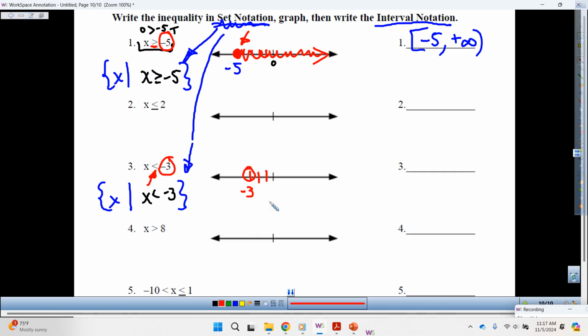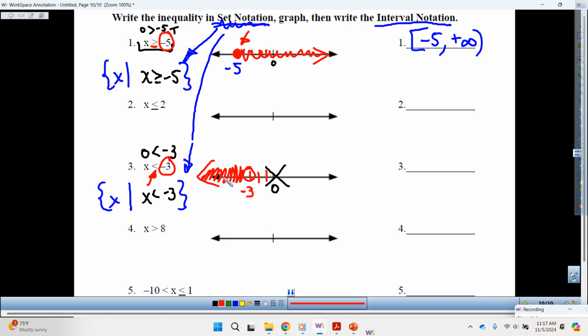All right, so let's test to see if I go to the right. Let's say I wanted to shade this way. I'm going to test the number 0. So is 0 less than -3? Guys, is 0 less than -3? No, it doesn't work. So that means I'm going to shade in the opposite direction. We good so far? Yes? All right.